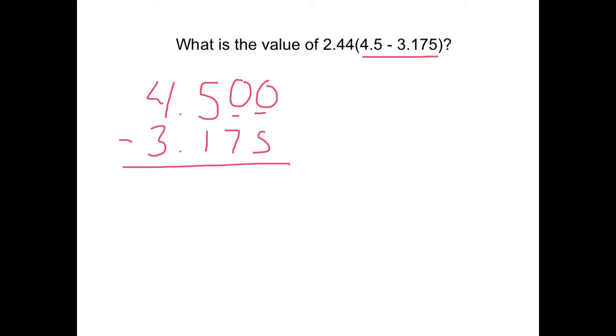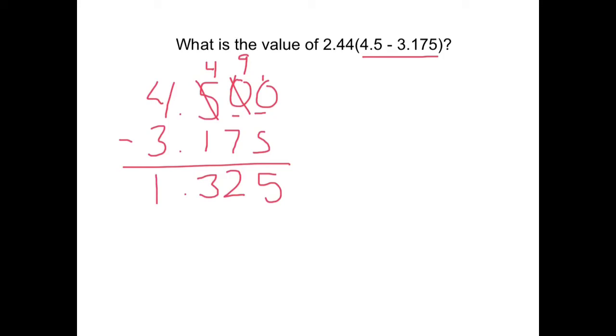Well, I can't take 5 from 0, so I'm going to have to borrow. This 5 becomes a 4. This becomes a 10. Borrow from that. It becomes a 9. And this one becomes 10. So that's 5, 2, 3. Decimal comes straight down. 1.